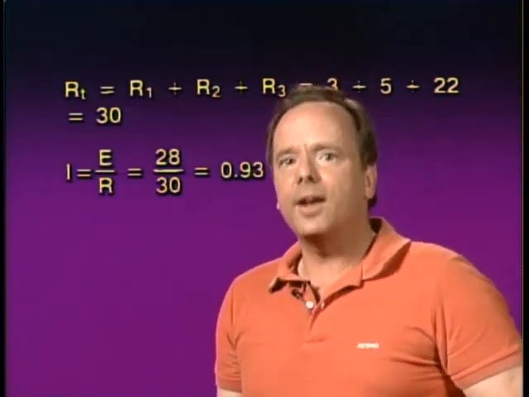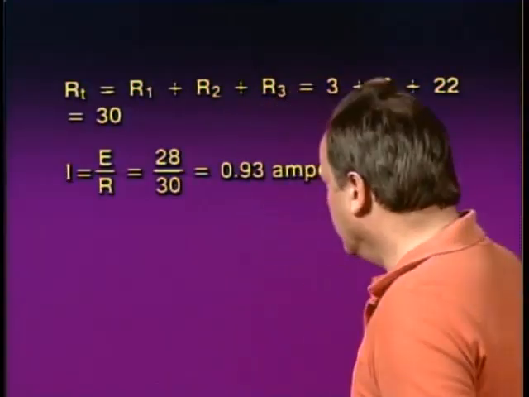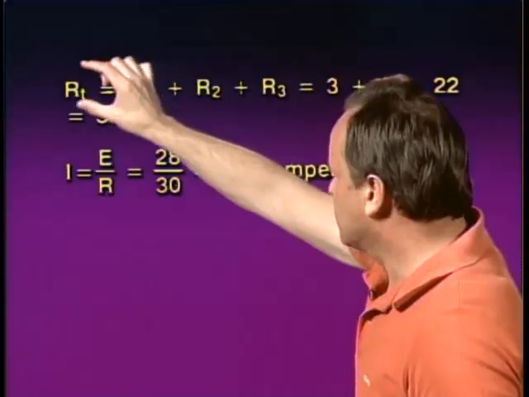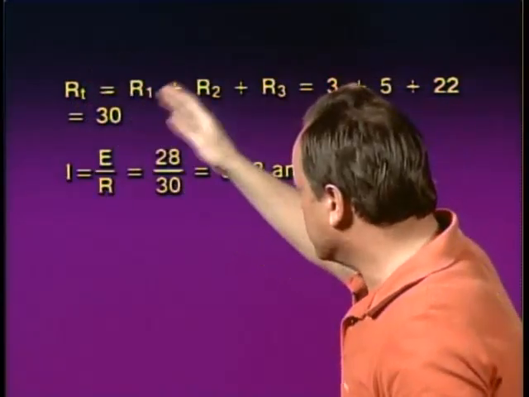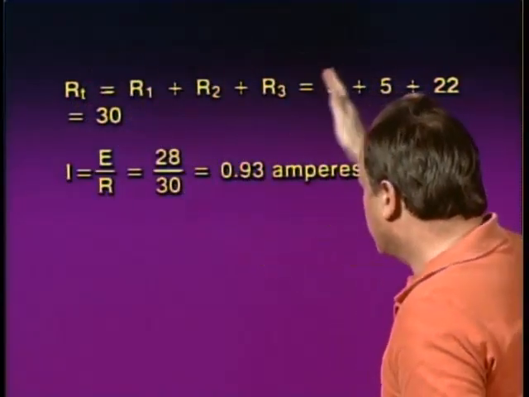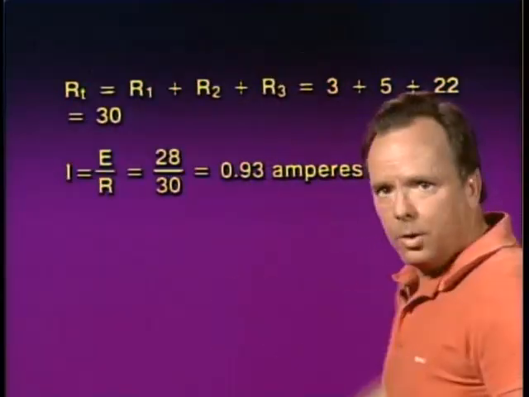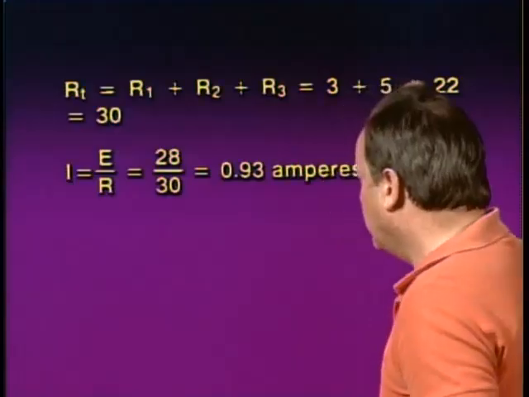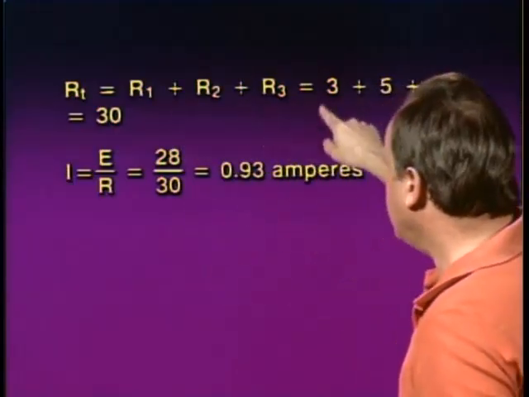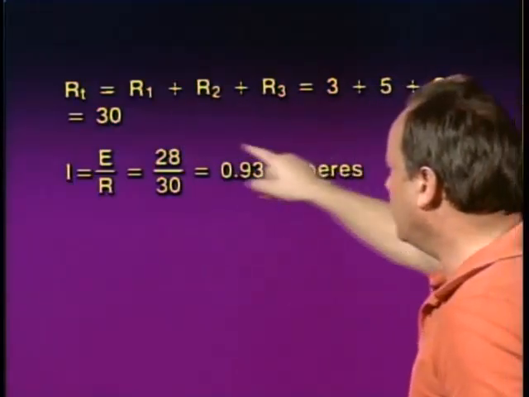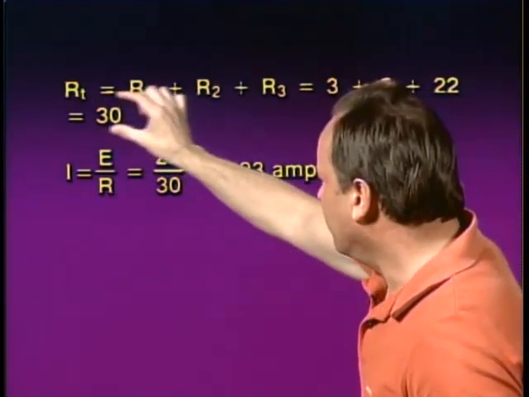Now, what is the current that will flow through the 3 ohm resistor? What's the current that will flow through that 3 ohm resistor? Well, once again, we need to figure out the total resistance, and then we're going to find the current flowing through the whole circuit. Once we know the current through the whole circuit, it's the same all the way through each of those components in a series circuit.